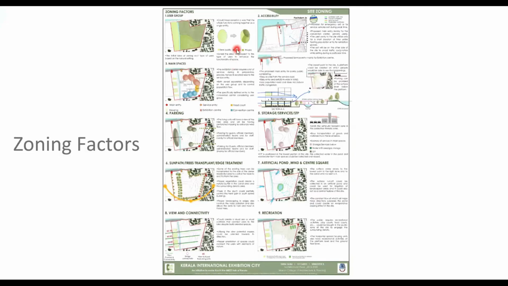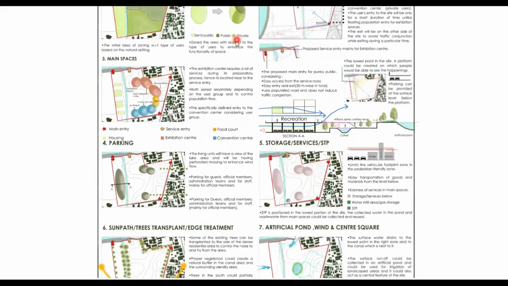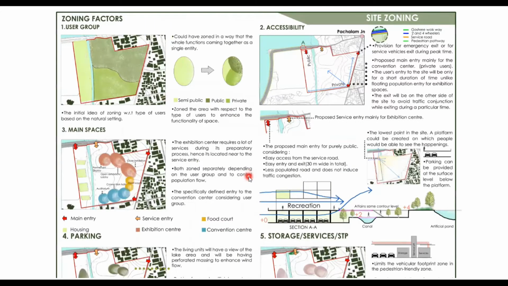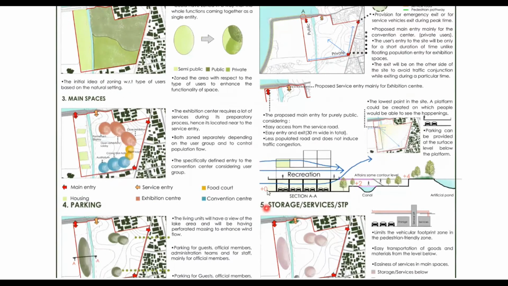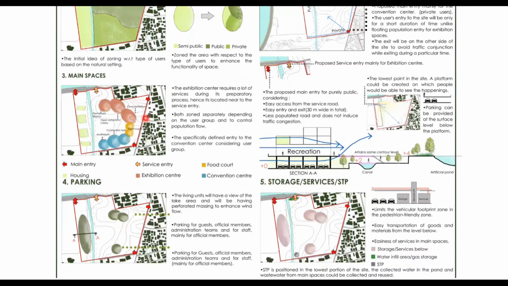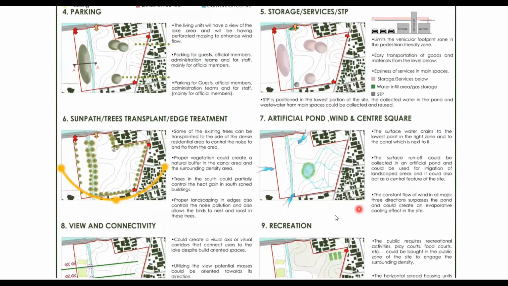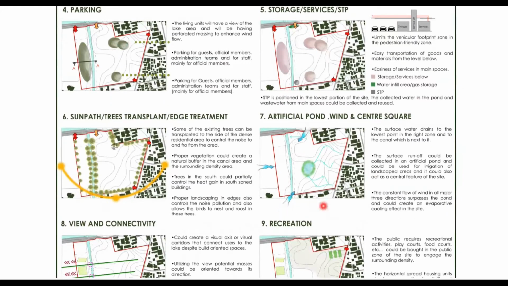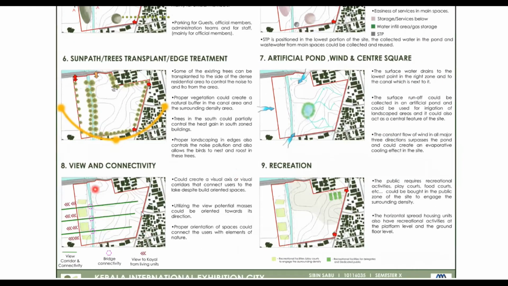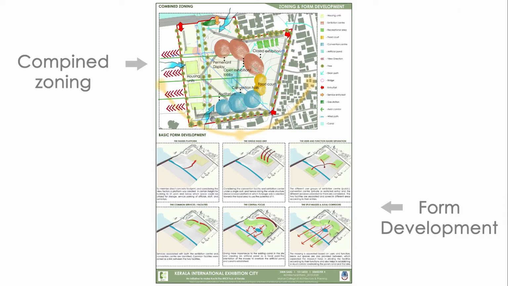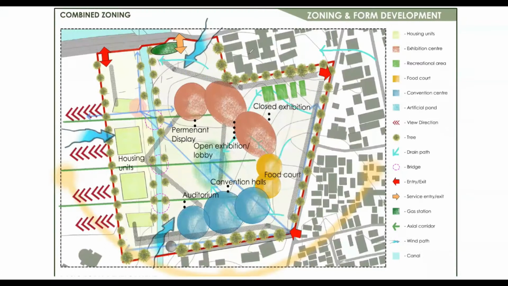These are the zoning factors which I considered in the design. It starts with the user group, which I told already about, two user groups in the design, and then the accessibility options from the different directions, and the main spaces which include the convention center, the exhibition center, and the food court, and of course the housing unit, and their parking and the storage and services, and the sun path, tree transplantation and artificial pond, and the center square, and the view and the connectivity and the recreation. And I have done a combined zoning on the basis of the above mentioned 9 factors.